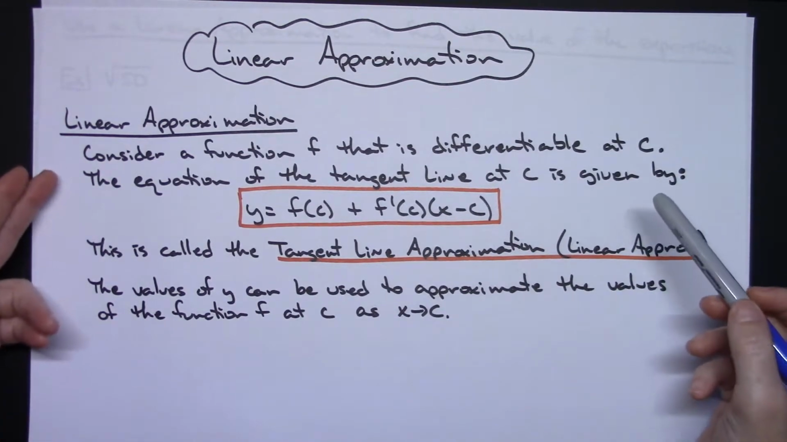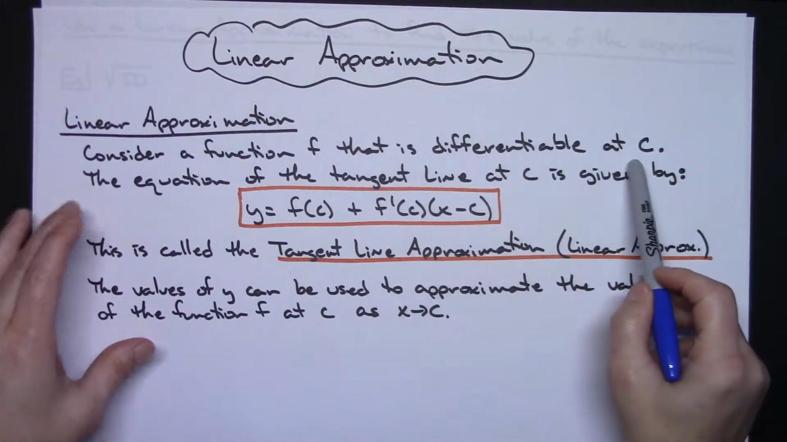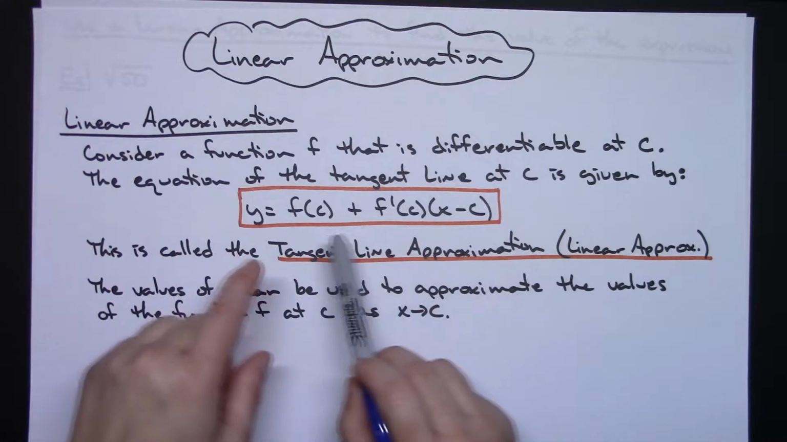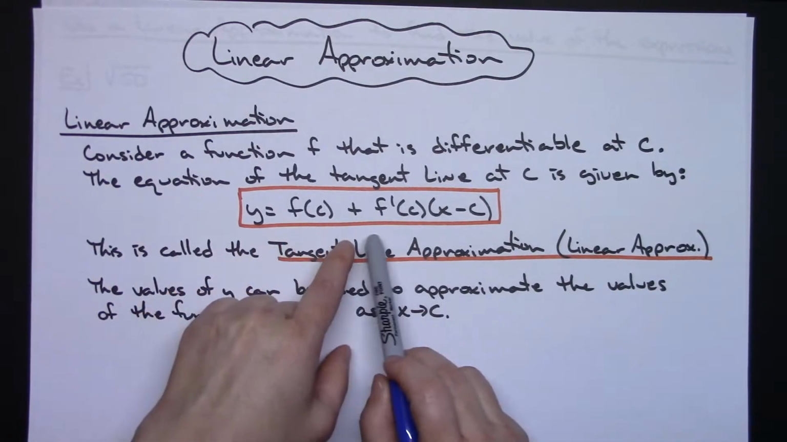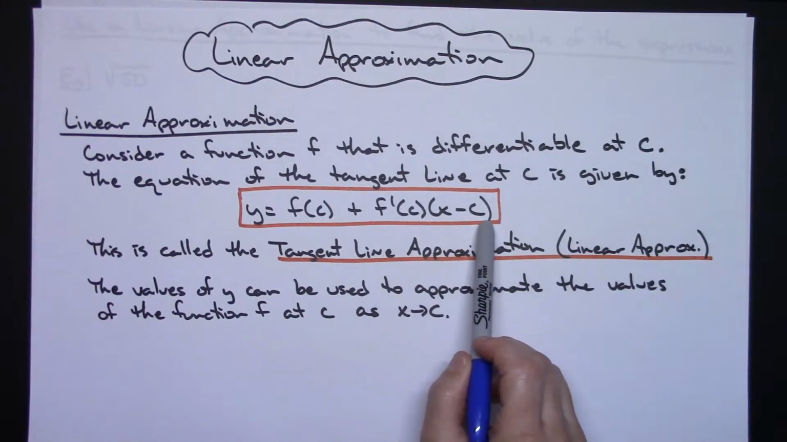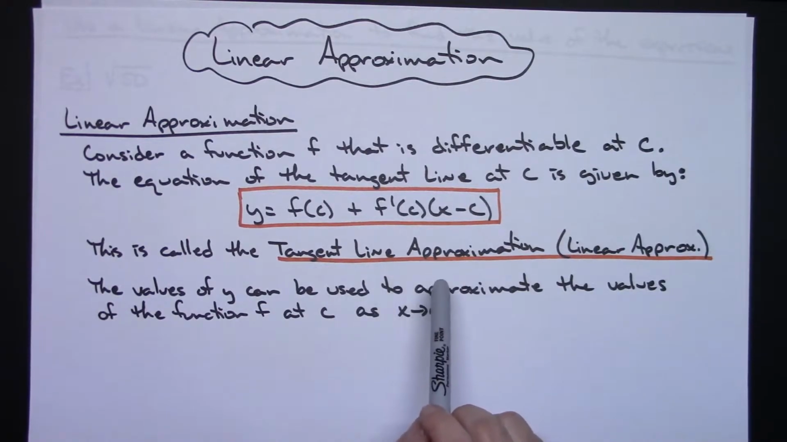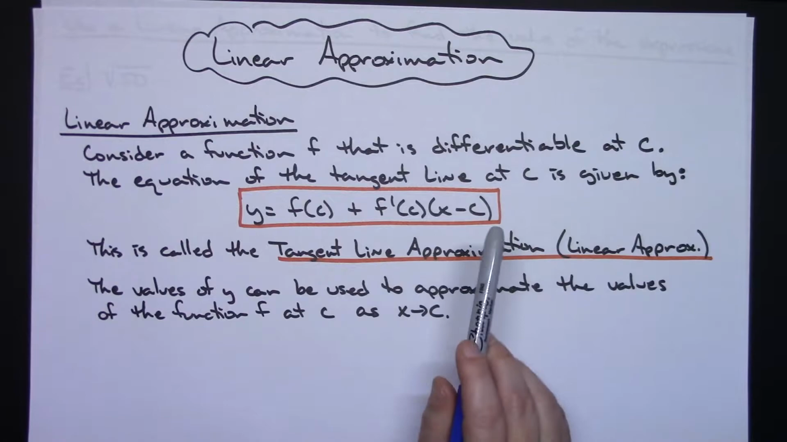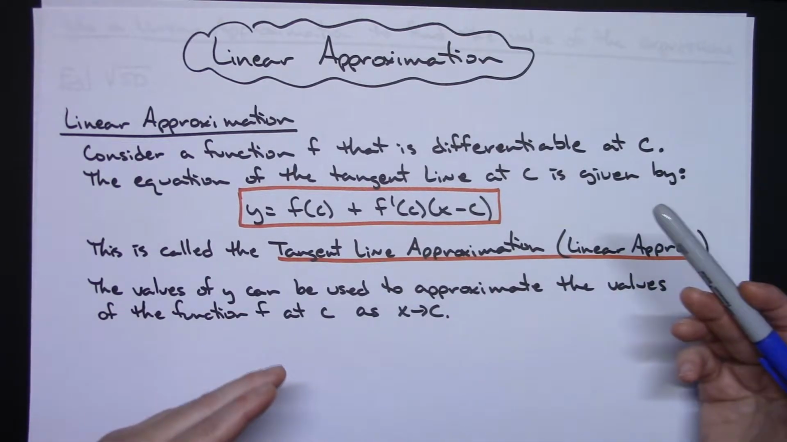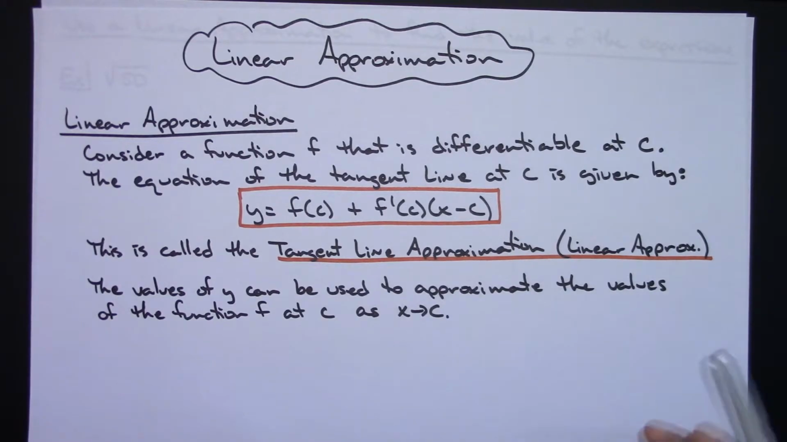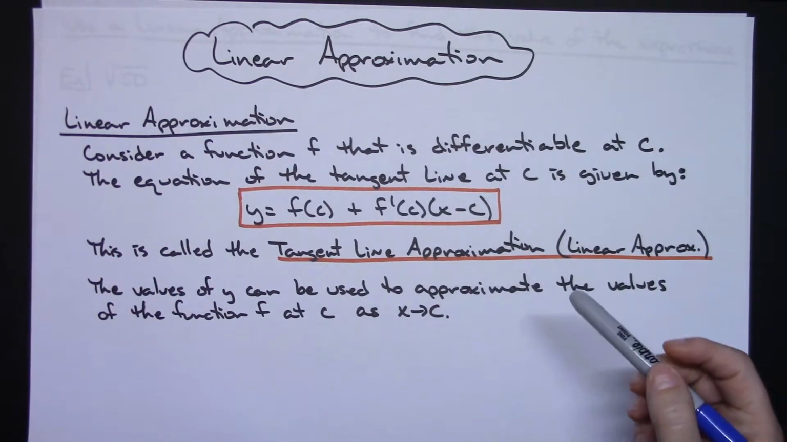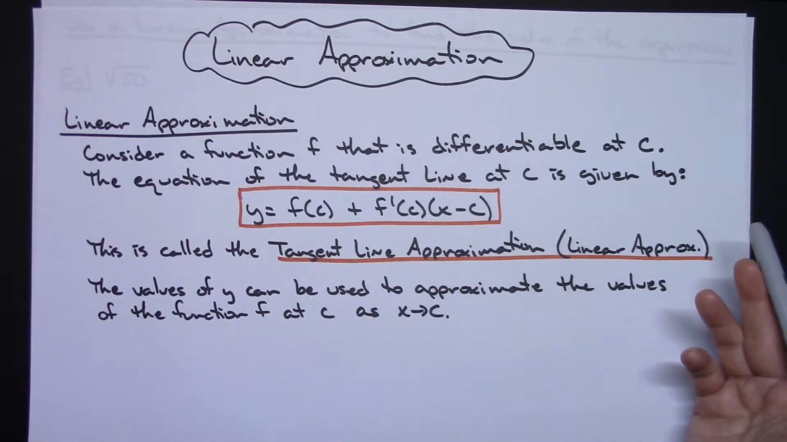Okay, so let's consider a function f that is differentiable at c. The equation of the tangent line at c is given by y equals f of c plus f prime of c times x minus c. So this is going to be the equation of the tangent line at c. It's called the tangent line approximation, it's called the linear approximation, lots of different verbiage can go along with this, but it's just a different way to write that tangent line approximation.